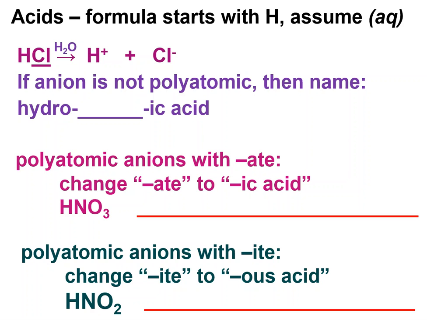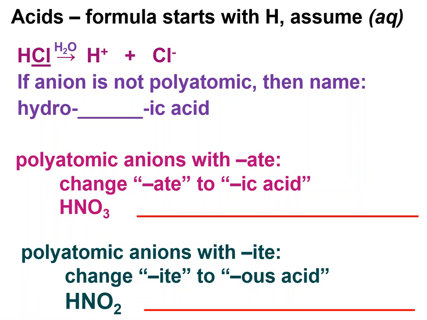So we always name based on the anion. Remember, anion means negative ion. So whatever is after that H is what we'll use to figure out the name. And then we'll just use this little formula.